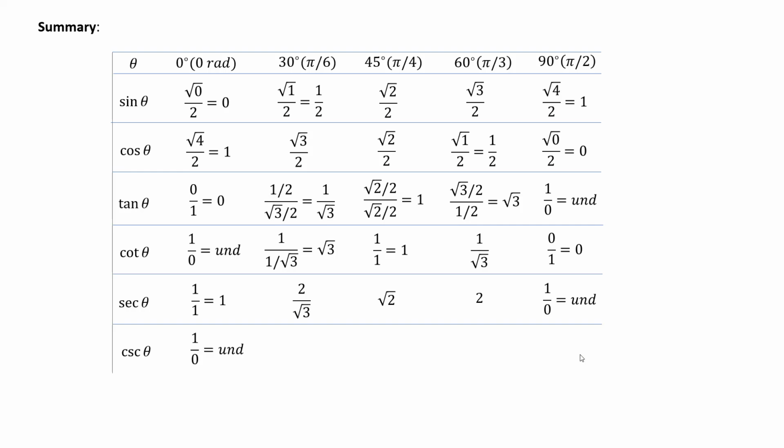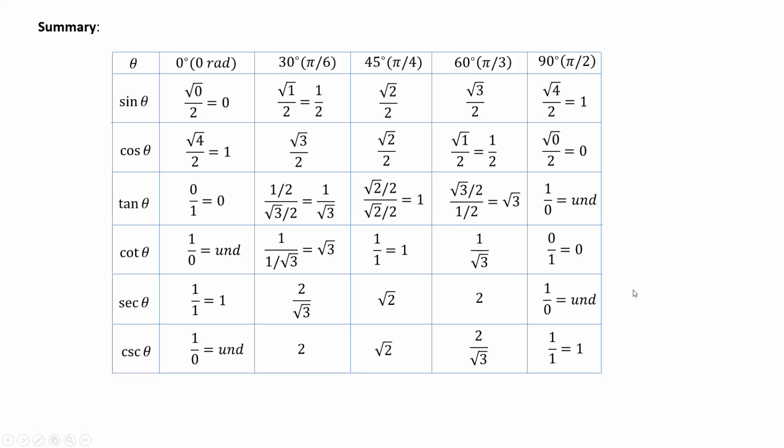And cosecant theta is the reciprocal of sine. So 1 over 0 undefined. 2 over square root of 2, square root of 2. Square root of 2 over square root of 3. 1 over 1 is 1. Okay.